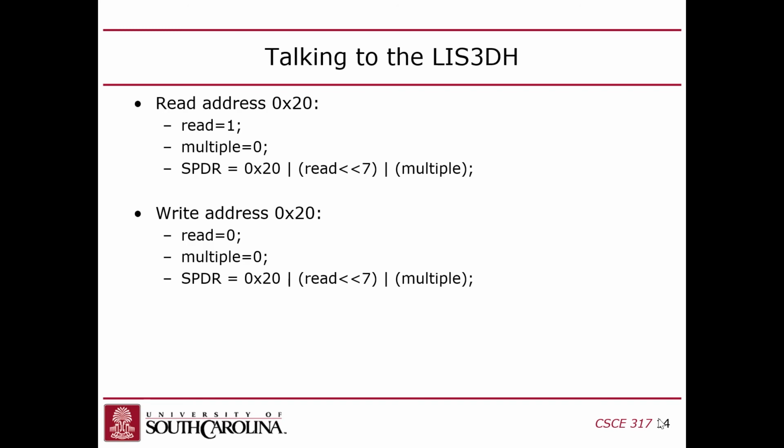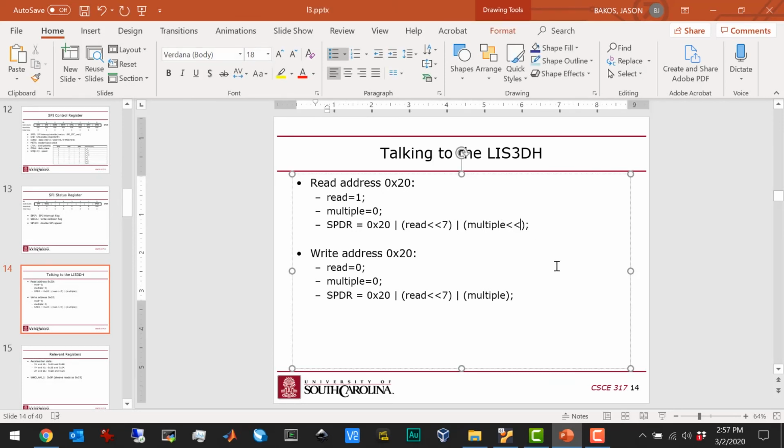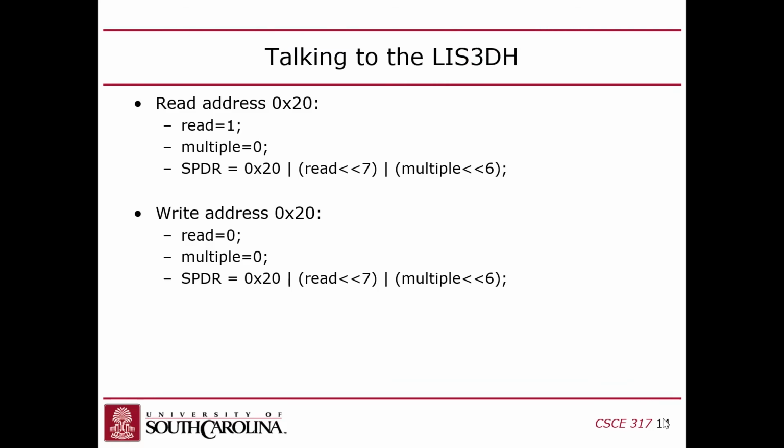Yep. The read is shifted 7 bits to the left. The multiple is shifted 6 bits to the left. Right, because the read and write flag is the most significant bit of the address. The multiple flag is the next bit, and then you've got the address. So I just ORed those together, right?